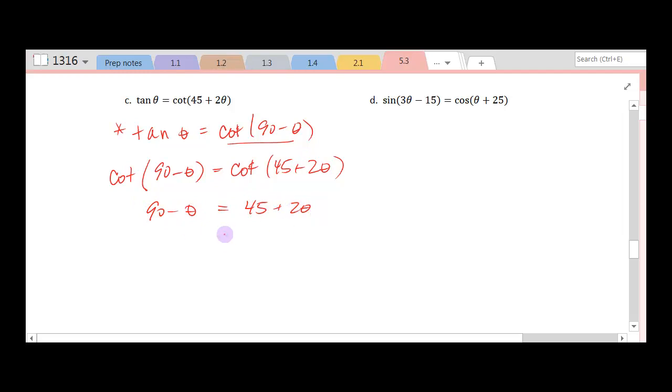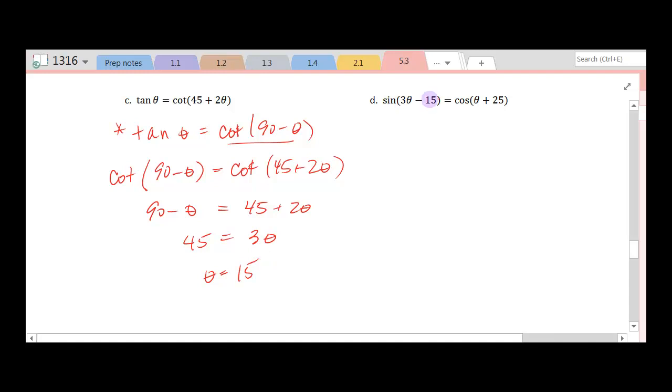Gather our thetas up over here on the right-hand side, so that's 3 theta. Subtract 45 to the left and I get 45. Divide both sides by 3 and you find out theta is equal to 15 degrees. Okay, so that's just a little bit more involved.